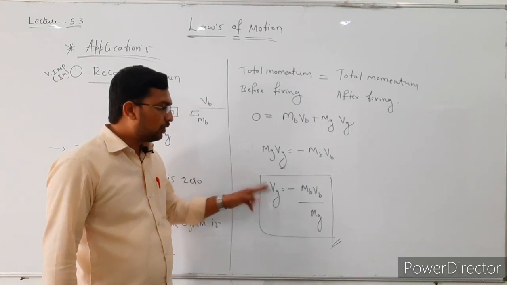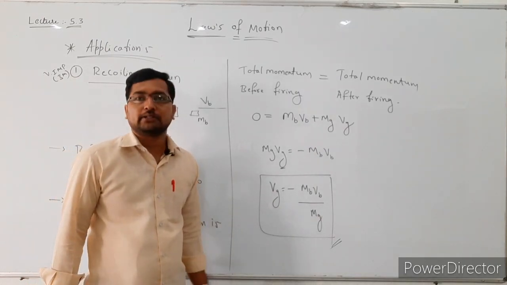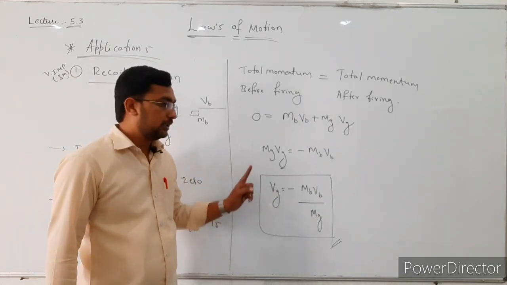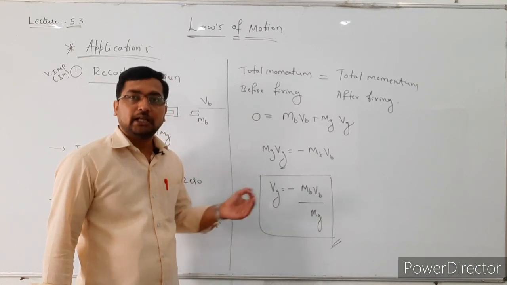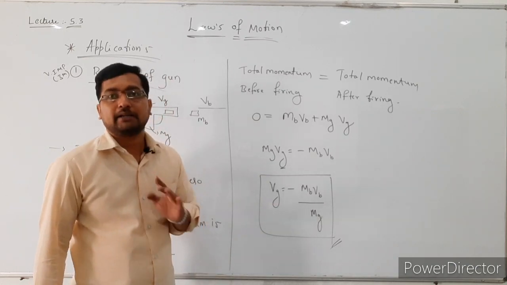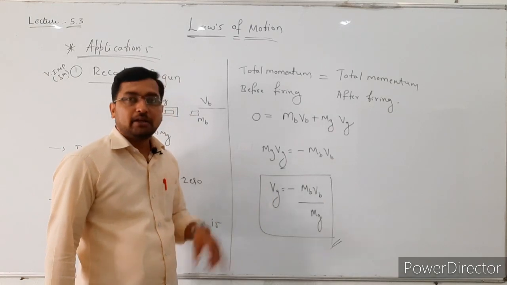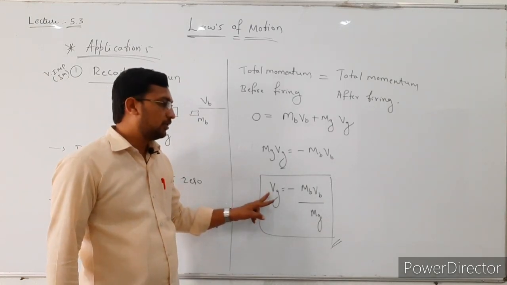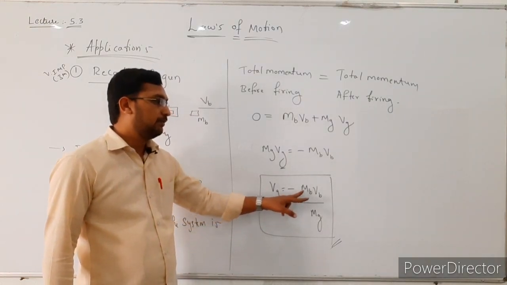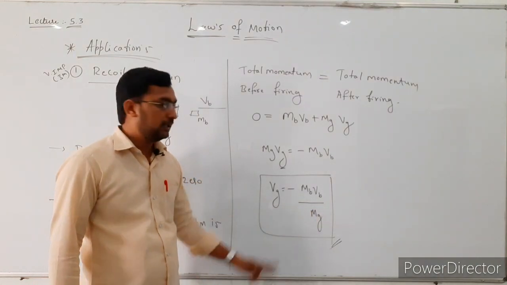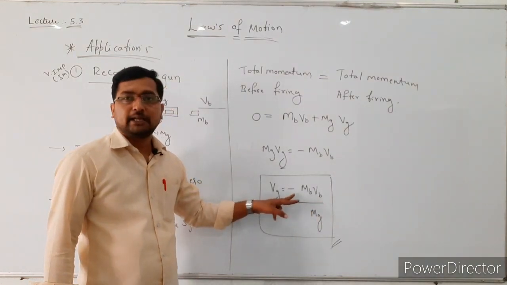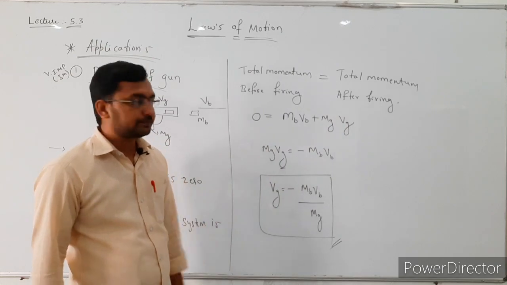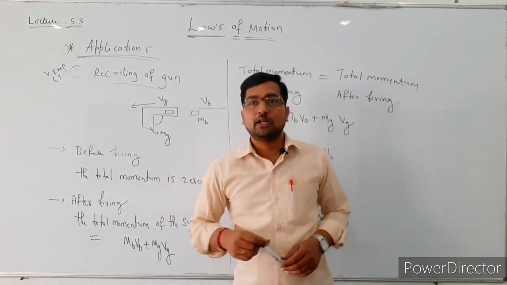So what do we mean by the recoil velocity? Recoil velocity means the velocity with which the gun moves in the backward direction. This recoil velocity is equal to minus mb into vb divided by mg. Here the minus sign indicates the direction of the gun. So this is about the recoil velocity.